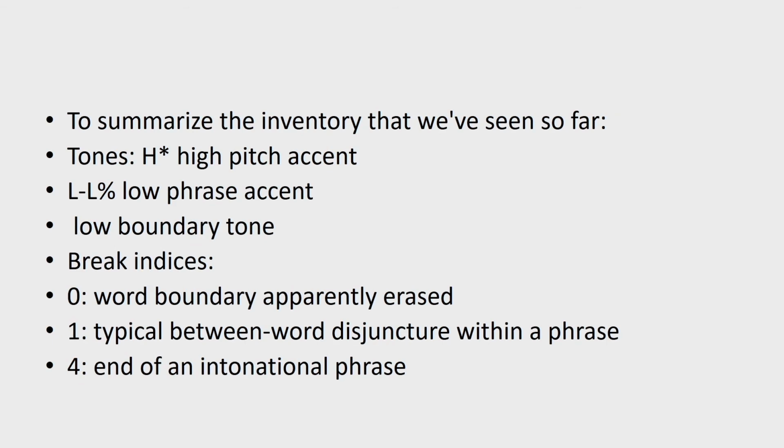And to summarize the inventory that we have seen so far: tones, H* pitch accent, L- low phrase accent, and L% low boundary tone; and then break indices, 0 for a word boundary which is almost erased, 1 for the typical between-word juncture, and 4 for the end of an intonational phrase. So with this we saw how we can do ToBI labeling.